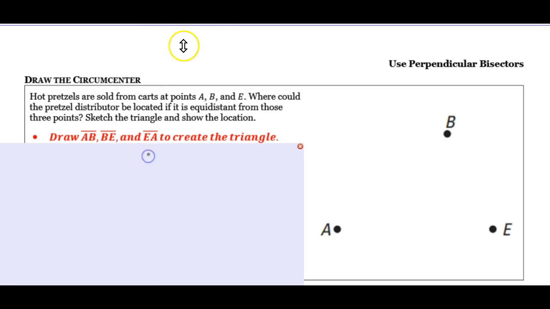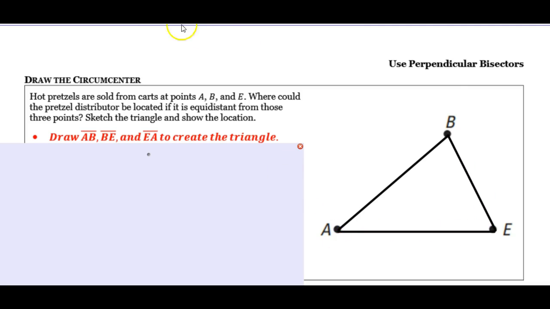So the first thing we want to do is draw our triangle ABE. So we're going to just connect these points. So now I have triangle ABE. I want to find the midpoint of AE. And y'all should do this with a ruler just to make sure. I want to find the midpoint of AE. Okay, so that's the middle of my segment.